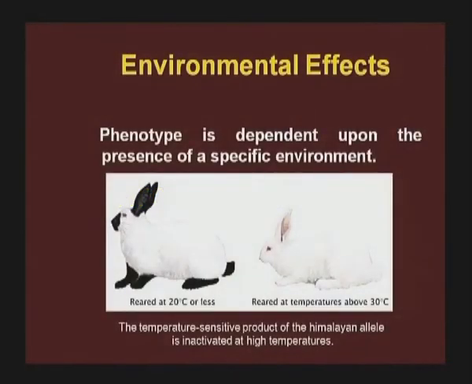The environmental effects are most profoundly observed in the case of rabbit skin color. The phenotype is dependent upon the presence of a specific environment. Here we see a rabbit that is black and white, reared at 20 degrees Celsius or less, and another rabbit which is pinkish white, reared at temperatures above 30 degrees Celsius. The temperature sensitive product of the Himalayan allele is inactivated at high temperature.